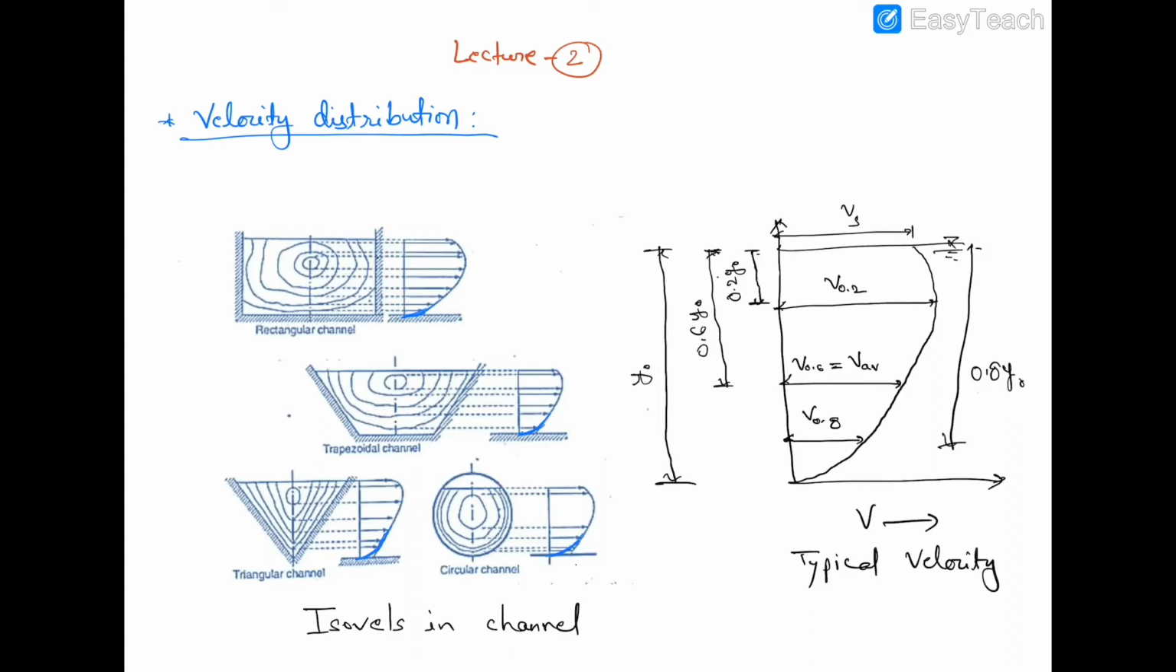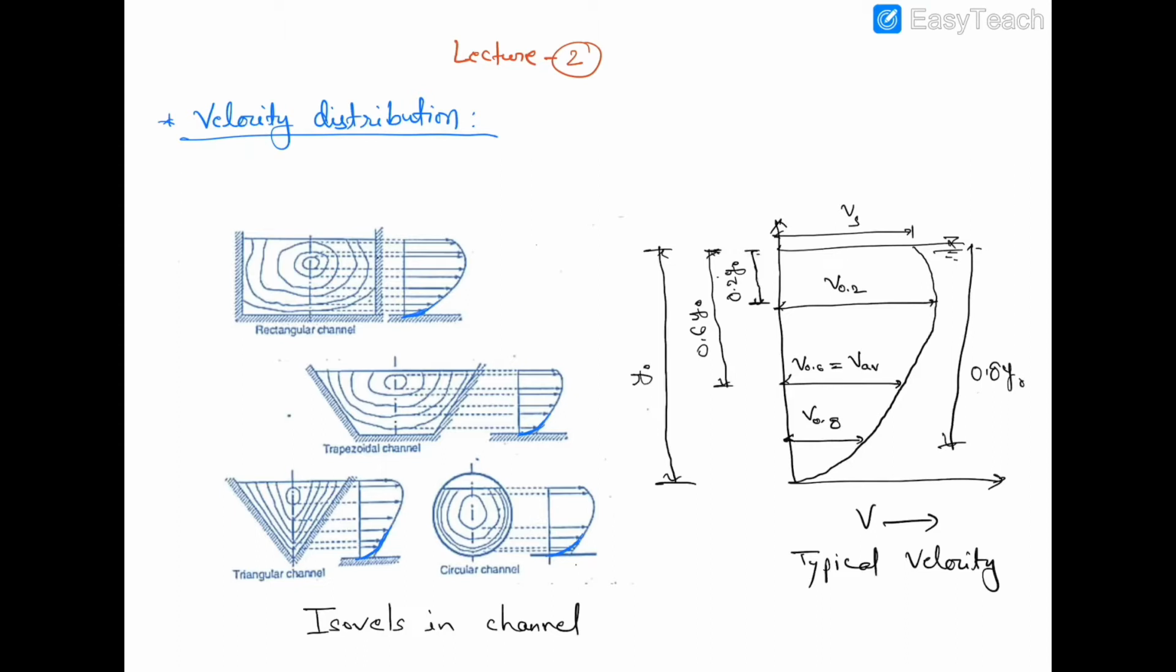Hello everyone, this is the second lecture on open channel flow. In the last lecture we have seen the syllabus of this subject, introduction of open channel flow, geometrical parameters and different types of flow that occur in open channel. Now we come to velocity distribution in open channel.